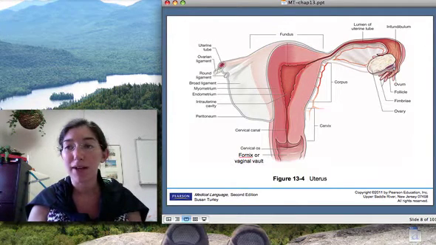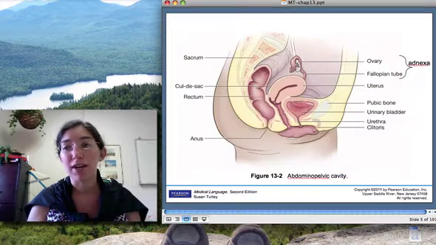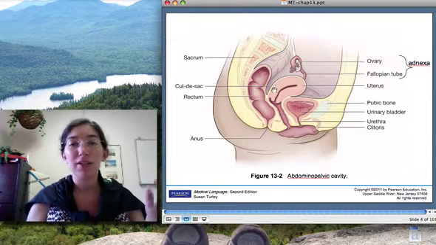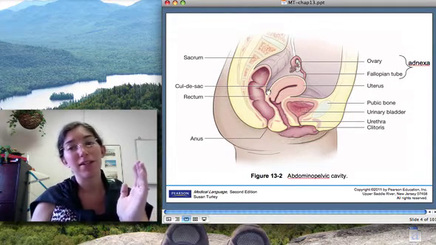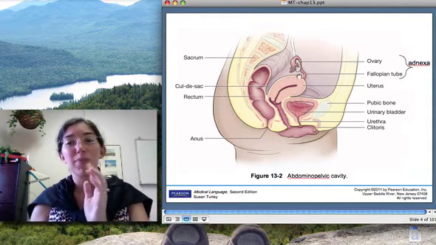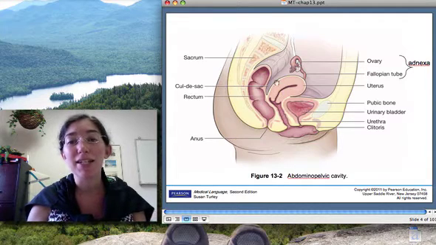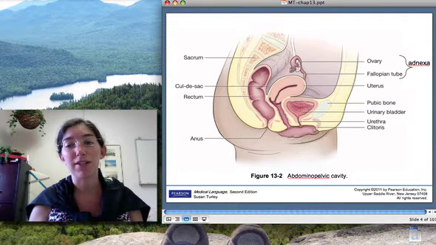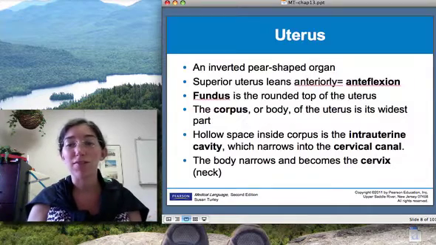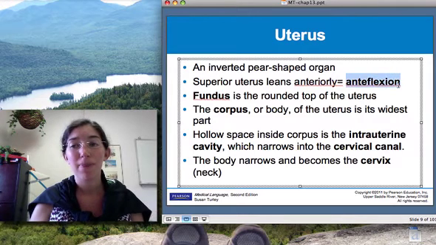I want to go back a couple of slides just to also point out the positioning of the uterus. You can see here in this slide how the uterus leans forward. It's sort of tipped forward and leans on top of the bladder. This positioning is referred to as anteflexion. A-N-T-E, anteflexion of the uterus. That is the normal positioning of the uterus. It leans anteriorly, which means it is anteflexed.